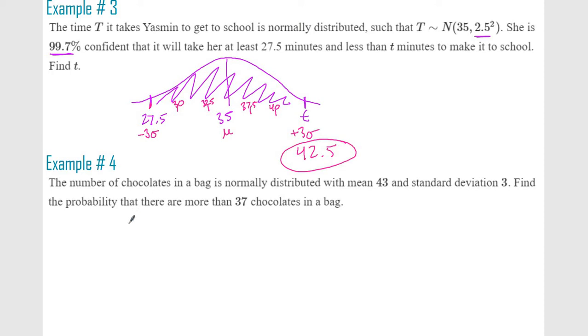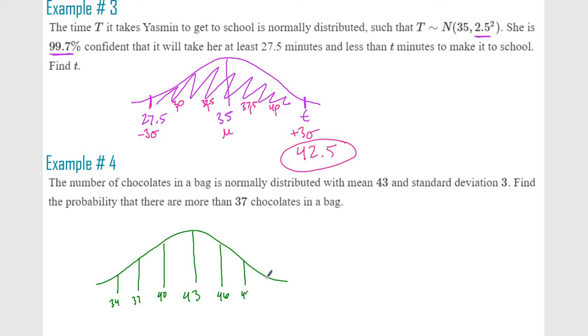So now example 4, we have the number of chocolates in a bag, normally distributed with a mean of 43. I'm all about the visual, and a standard deviation of 3. So that's going to be 40, that's going to be 37, that's going to be 34, and we can go for symmetry here, 46, 49, 52. Okay. So we did the mean here, and then, did that rough. 1 standard deviation, 2, 3, right?